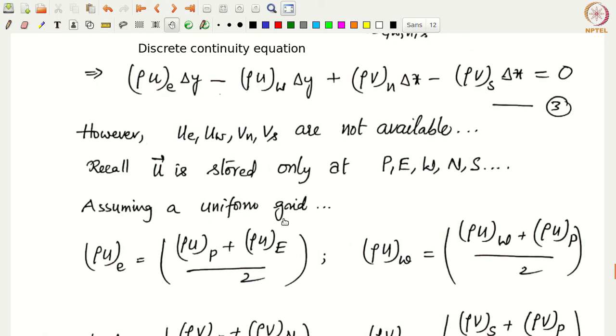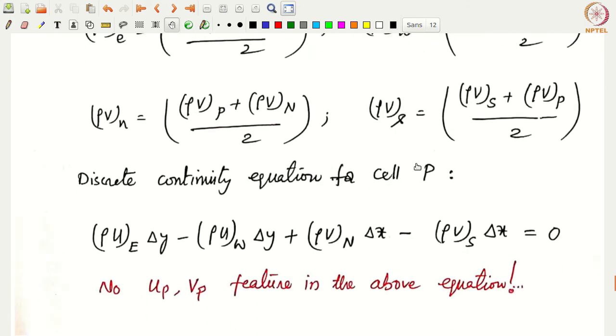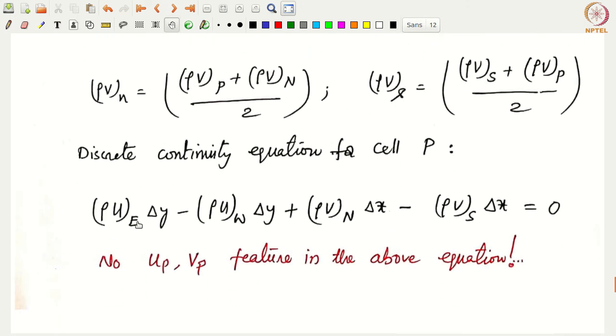As a result, we get rho u capital E delta y, right? So the discrete continuity equation for cell P would read as rho u capital E delta y minus rho u capital W delta y plus rho v capital N delta x minus rho v capital S delta x. Okay, so this is now your discrete continuity equation for cell P.